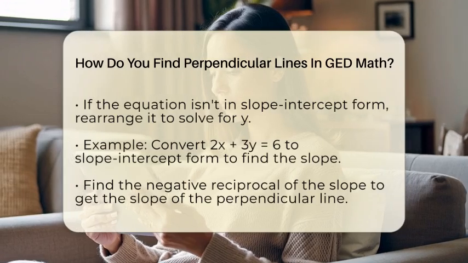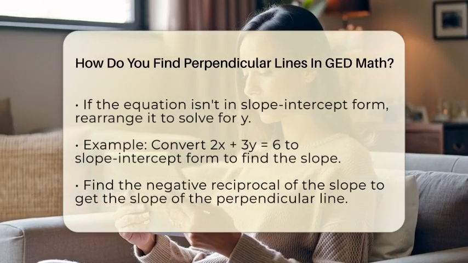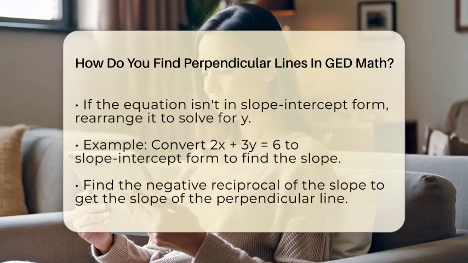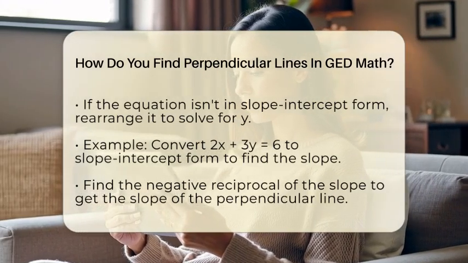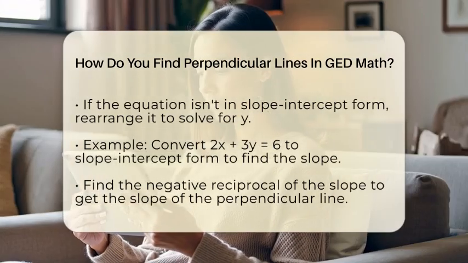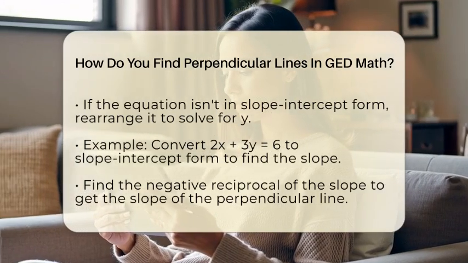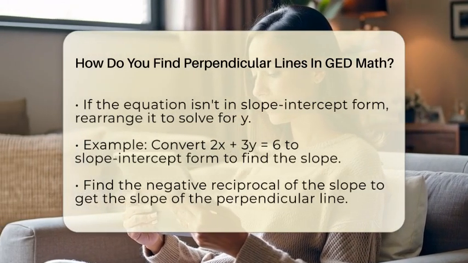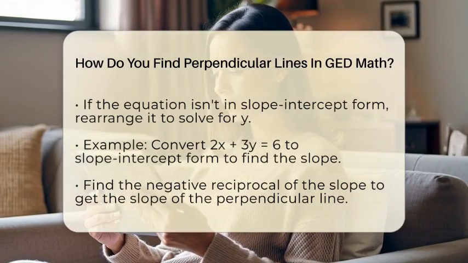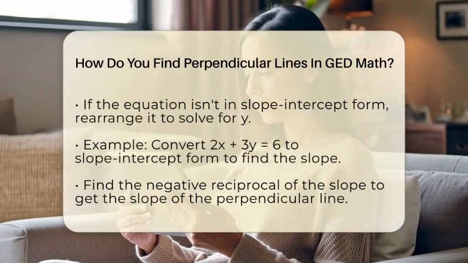For example, if you have 2x + 3y = 6, you can subtract 2x from both sides to get 3y = -2x + 6. Then divide everything by 3 to get y = -2/3 x + 2. Now, the slope is negative 2/3.